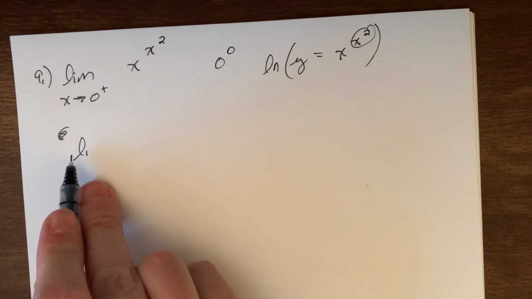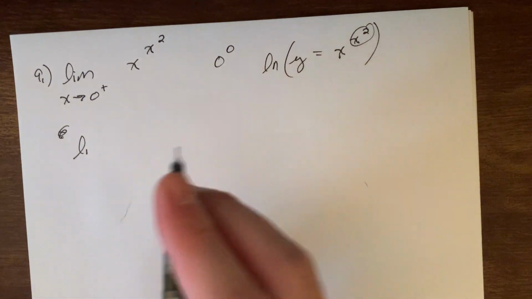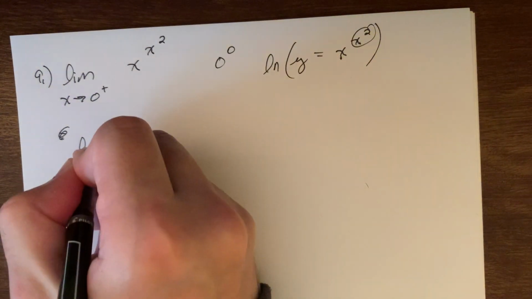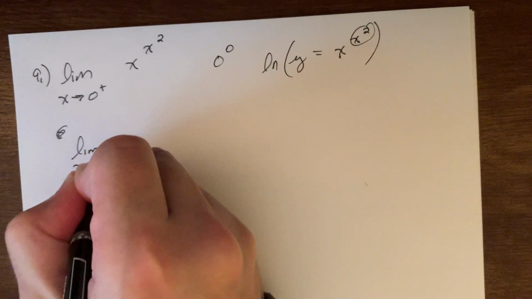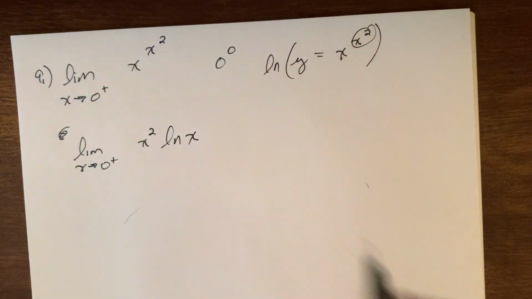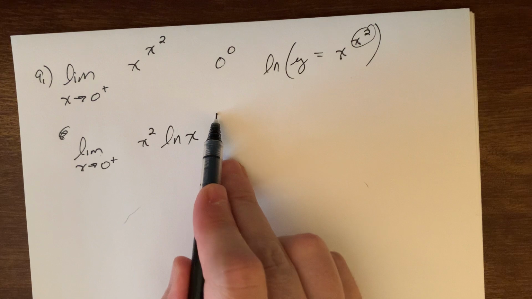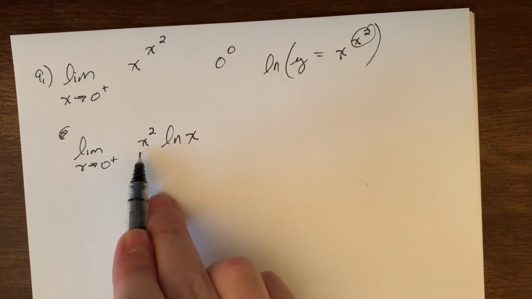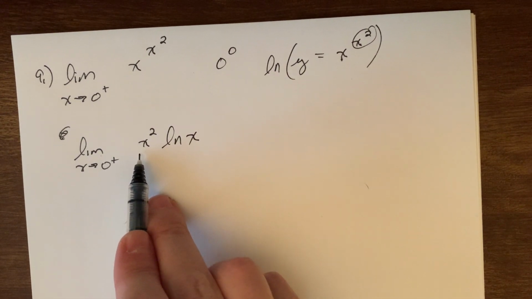I don't want to write equals here. This is a whole new limit problem. But when I apply that log, I will have x squared times log x. Log of x to the x squared power, the x squared out in front as a multiplier.